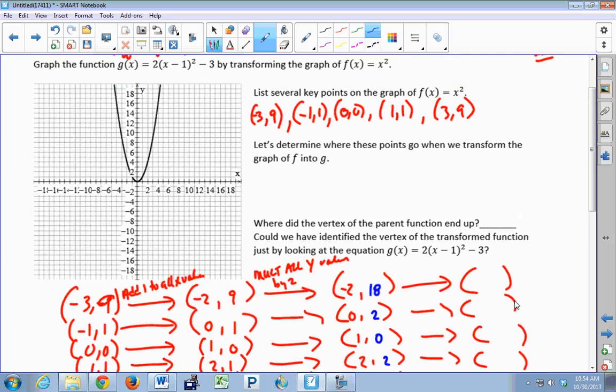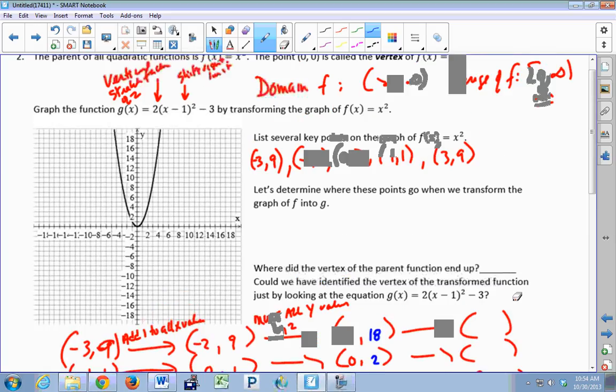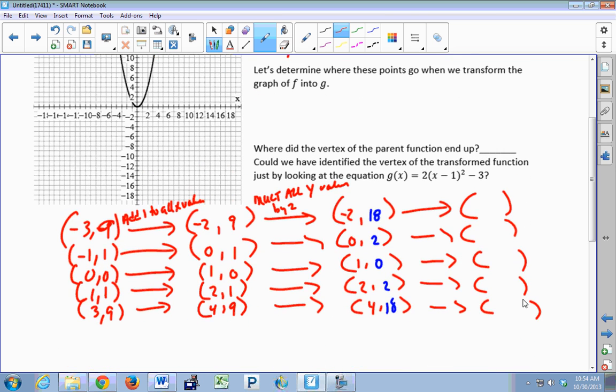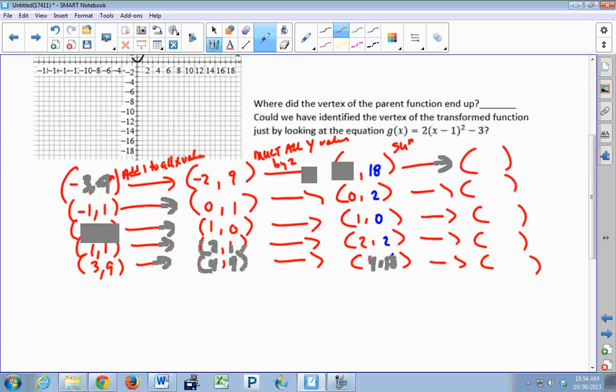Almost done. And now what's the final thing I have to do that's outside of all of this, the first term being this whole thing right here, 2 times the quantity x minus 1 squared? We've got one final thing to do, and what's that? Shift the graph down. Yeah, shift it down 3 units, right? Which is the same as saying subtract 3 from all y values.